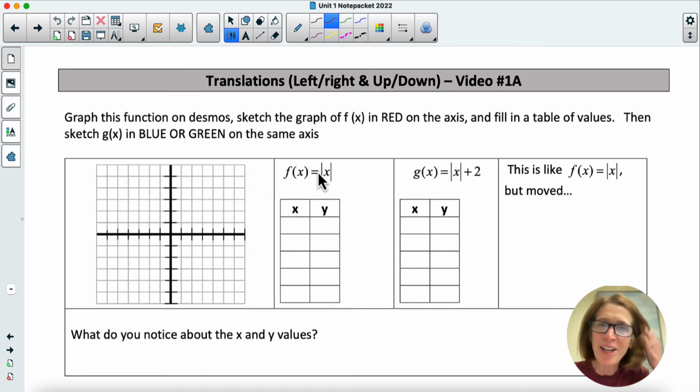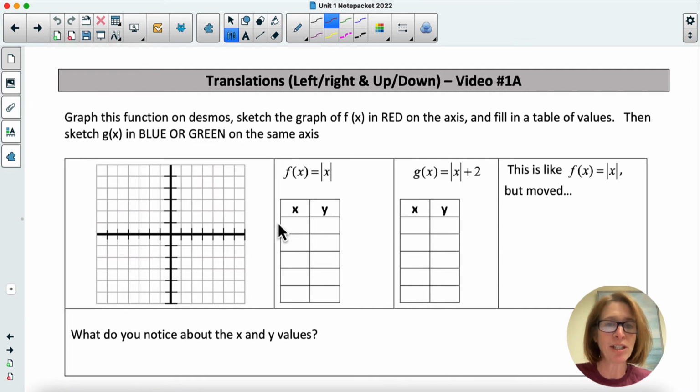Hi everyone, it's Coach Fred here, and today I'm going to be going over translations of functions, whether that be left, right, or up, down. So we're going to start by, it says graph this function on Desmos, sketch the graph of f of x in red and on the axis and fill in the table of values.